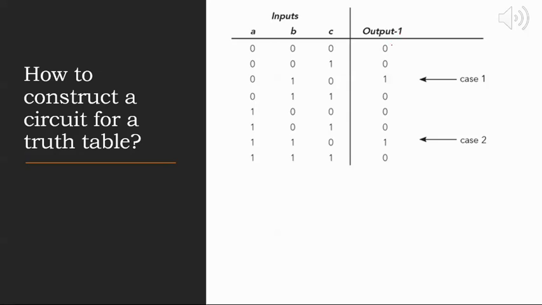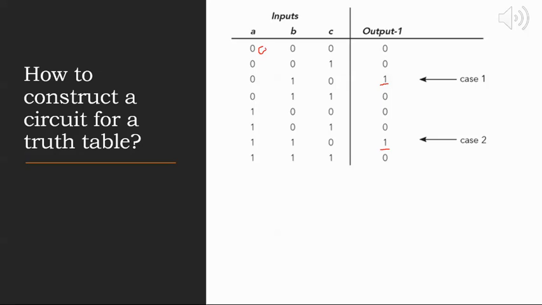In output 1, in the 8 possible cases, we can see there are 2 cases where the output is 1. According to the sum of products algorithm, we need to construct Boolean expressions for the cases where the output is 1. Why? Because other combinations of our inputs do not affect the output. When A is 0, we say it's not A, and represent it with an apostrophe, A apostrophe.